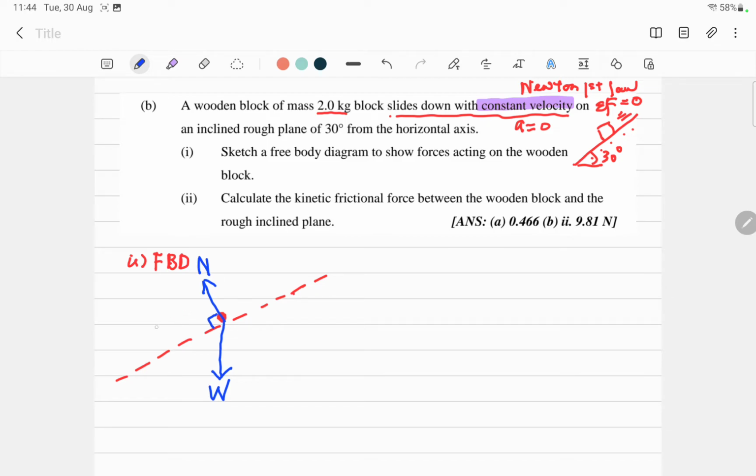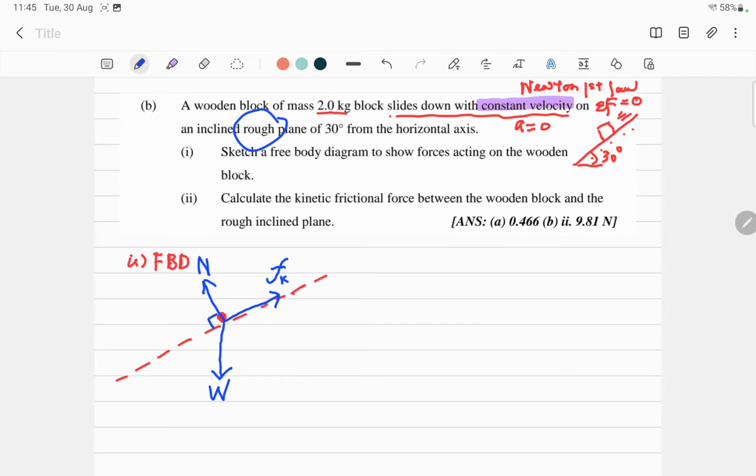When the block is moving downwards, because it's a rough surface, parallel to the inclined plane we have friction force acting upward. But class, since the block is moving, the friction force will be kinetic friction. There is no tension here because we didn't attach the wooden block to any string. No tension, we didn't apply any external force, so we don't need to draw an external force. The only forces acting are normal, kinetic friction and weight. So this is our free body diagram.